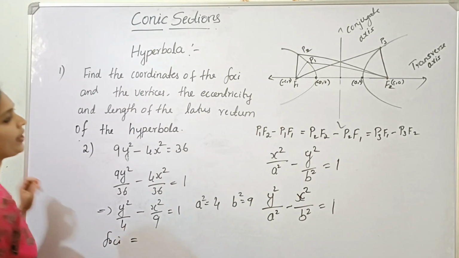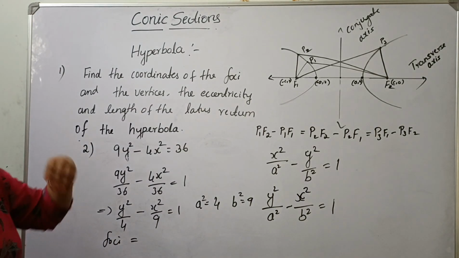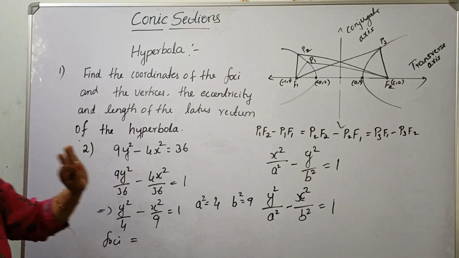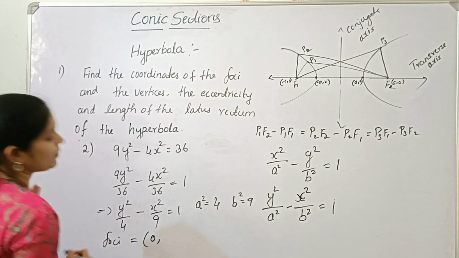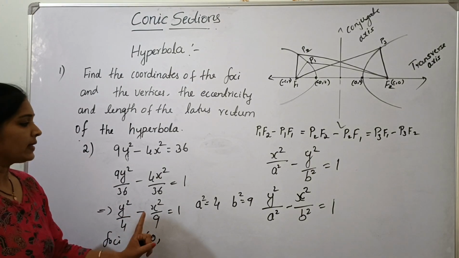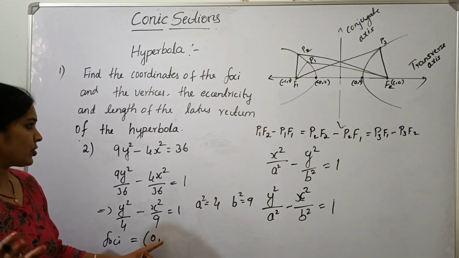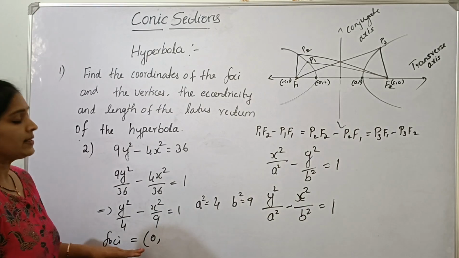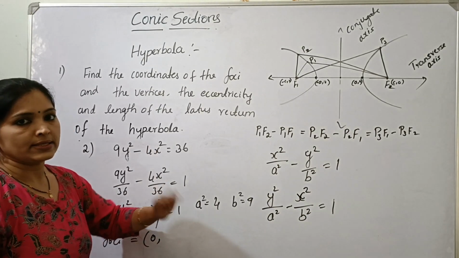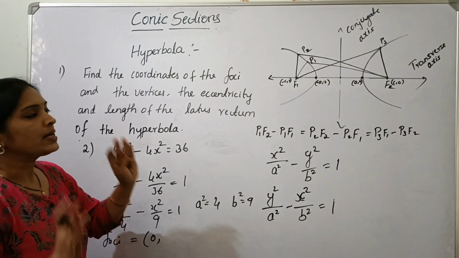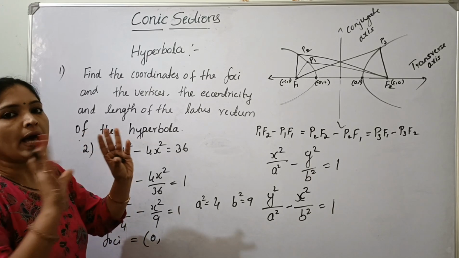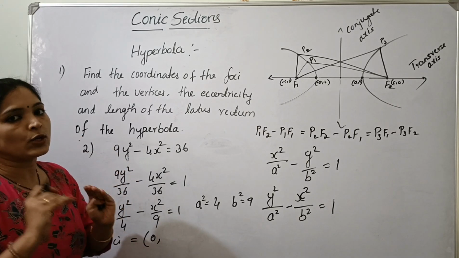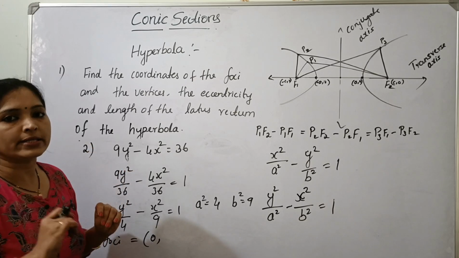The coordinates of the foci lie on the y-axis, so the x coordinate is 0. Foci means c, so the foci are (0, c) and (0, minus c). Here the points are lying only on the y-axis.